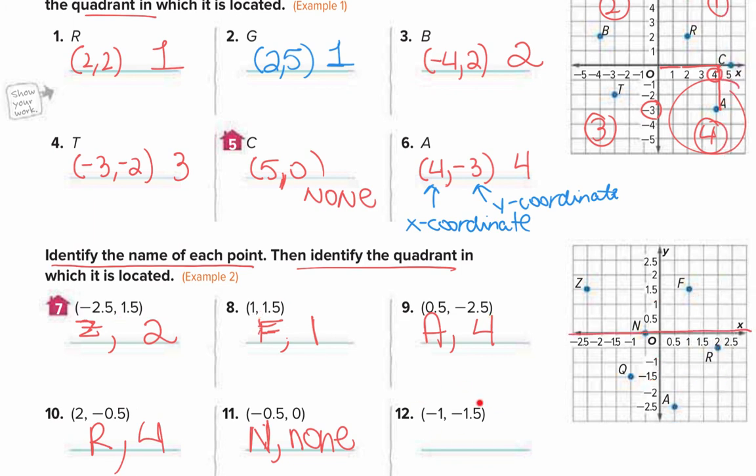Okay, number 12, we have (-1, -1.5). So we got to go to the left to -1 and then down to -1.5. So that takes me to point Q. And point Q is in quadrant 3.